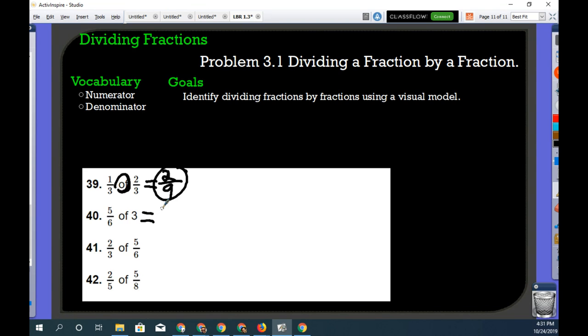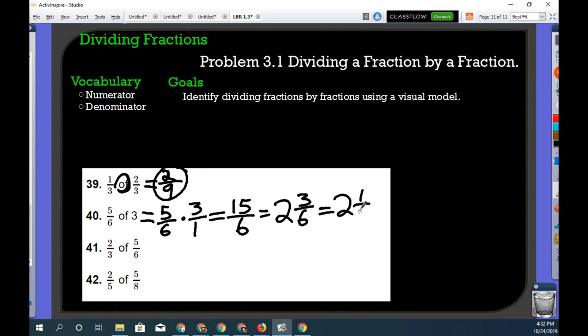5/6 of 3. We need to change that whole number into a fraction, which is 3/1. Multiply straight across, that is 15/6. We're going to go ahead and simplify this into a proper fraction. 6 goes into 15 twice, with 3 left over. 3/6 can be further reduced to 1/2. So 2.5 times. And if we multiplied 5/6 times 2.5, we would get 3.